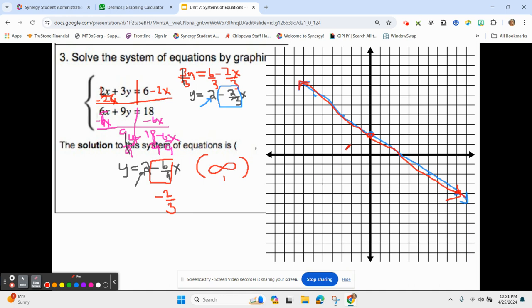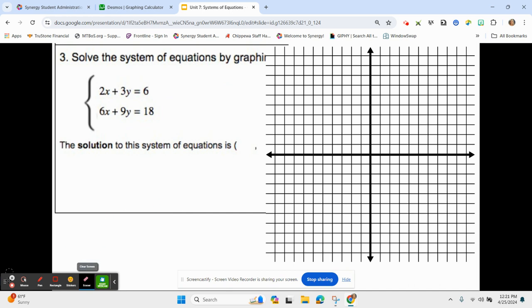So here, this one is kind of special because they have infinite solutions. So that one is kind of tricky. Now, we're going to go ahead and go through here.